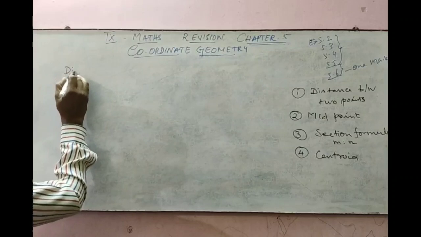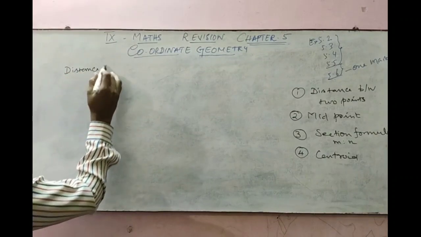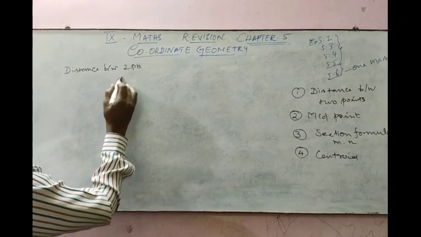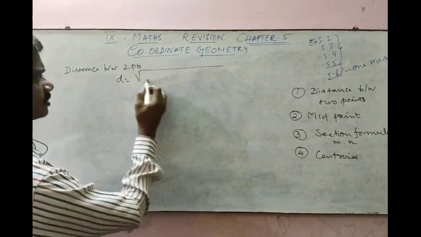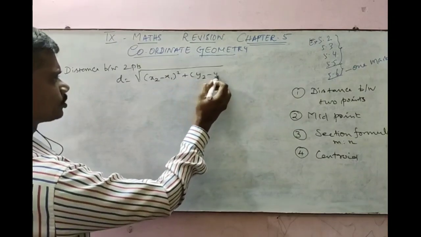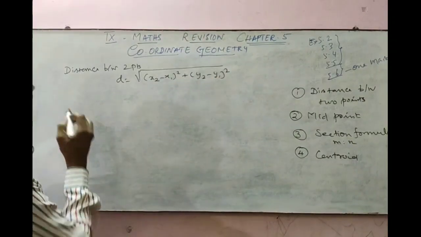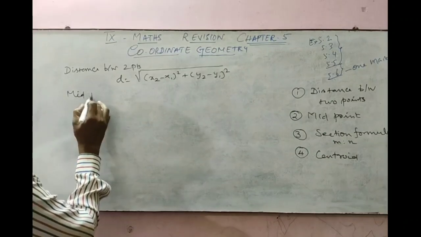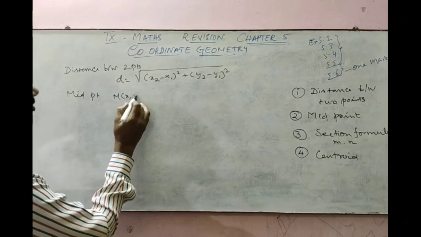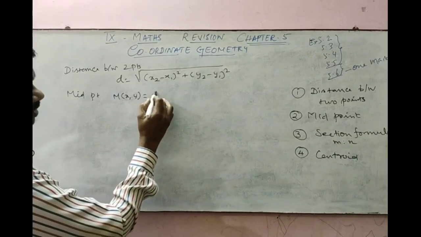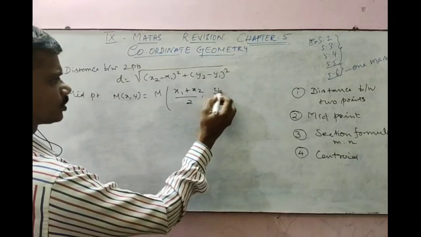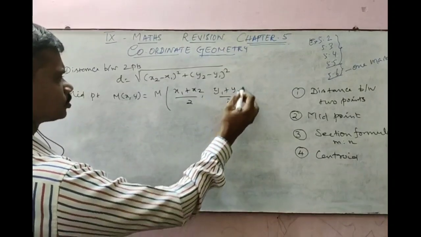The distance formula. Distance between the 2 points is given as d is equal to root of x2 minus x1 whole square plus y2 minus y1 whole square. Then the midpoint formula is, the midpoint of the 2 points is mentioned as M of x comma y is equal to M of x1 plus x2 by 2 comma y1 plus y2 by 2.